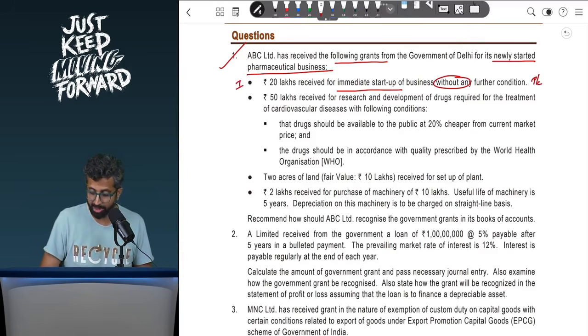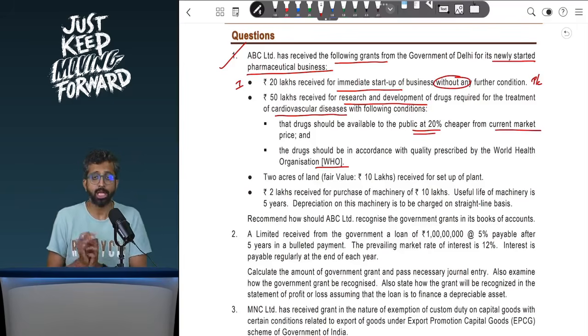Second, 50 lakhs received for research and development of drugs required for treatment of cardiovascular diseases with the following conditions. The drug should be available to the public at 20% cheaper than the current market prices, and the drug should be in accordance with the quality prescribed by WHO. Now, there are certain conditions attached. This is not a grant linked to acquisition of a specific asset. It is just providing medicines at a cheaper price, and as a result, it is a grant linked to income.